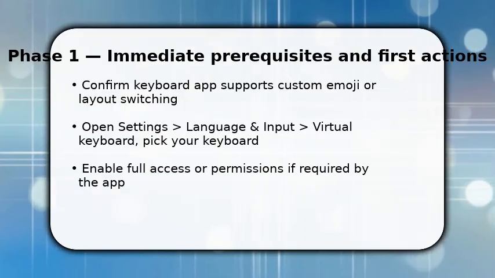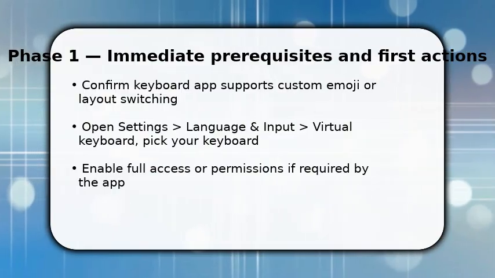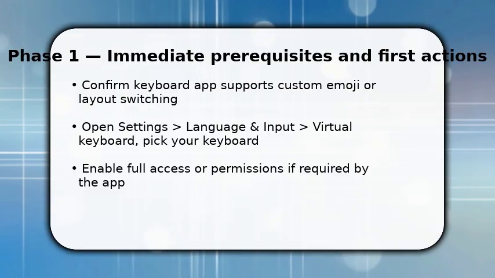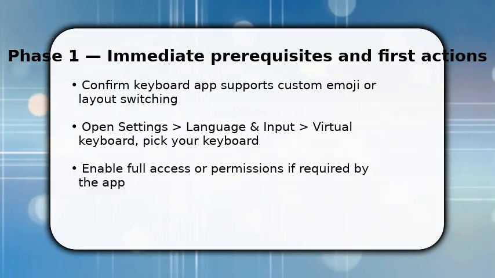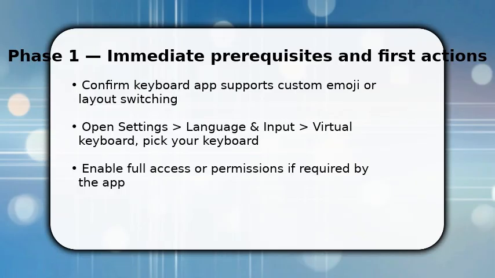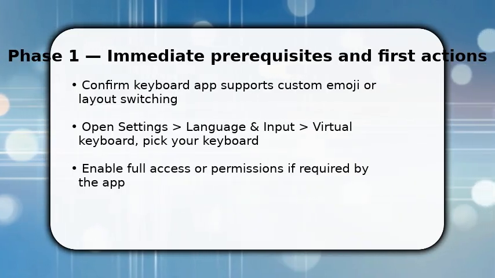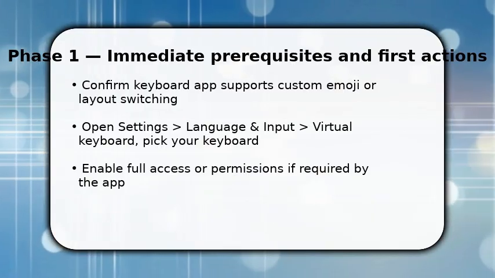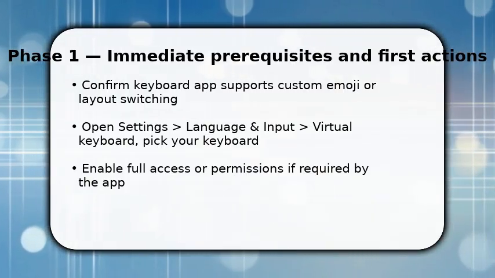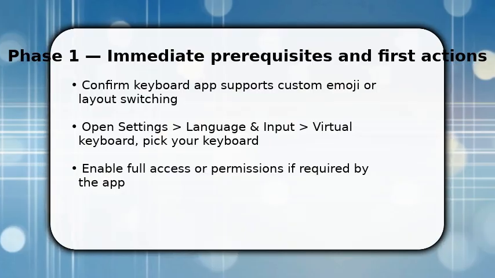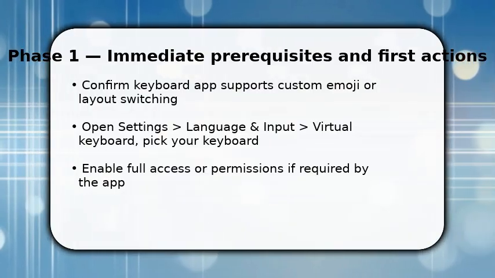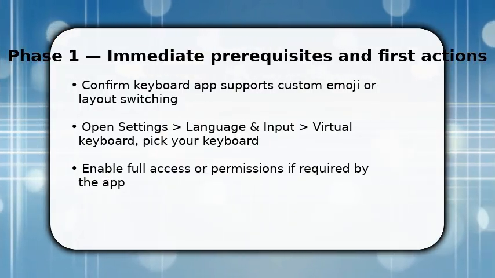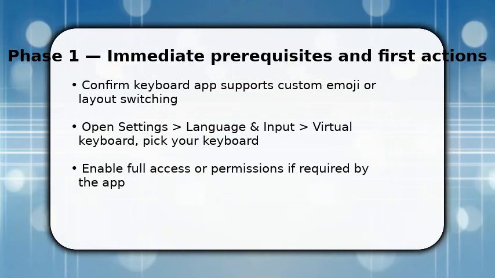You start by ensuring the keyboard app can be changed. Some stock keyboards block custom emoji. Open Settings, go to Language and Input, then Virtual Keyboard, and select the keyboard you plan to edit. Once done, make sure permissions or full access are enabled so the app can save layouts. You want to avoid restarting later. Enabling access now prevents permission prompts mid-change. This step prepares the app to accept new emoji mappings and keeps the process smooth.